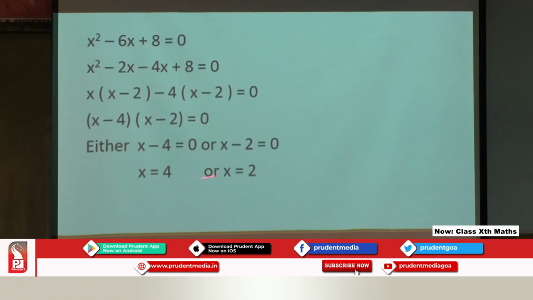But here we have to find the other two zeros. Therefore in this question we got the other two zeros as 4 and 2. Therefore the other zeros are 4 and 2.